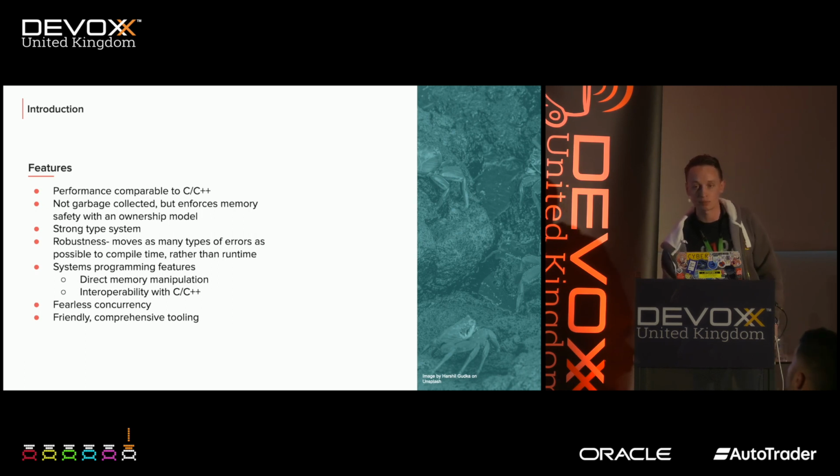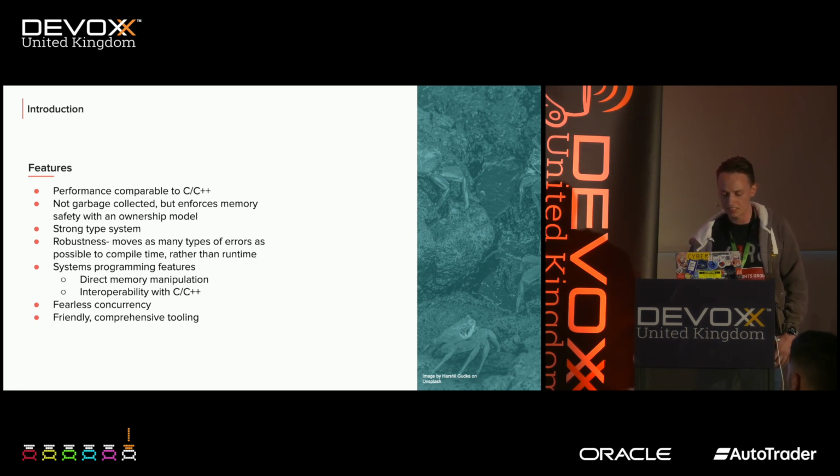It has a number of systems programming features, so you have direct memory manipulation, you have interoperability with C and C++, and this enables it to be used for all sorts of things like embedded programming, drivers, operating systems. You have fearless concurrency, so along with the same robustness features that make Rust very safe to use, it also has a number of features that make race conditions extremely unlikely and make it much more safe and secure to use with multi-threading and asynchronicity.